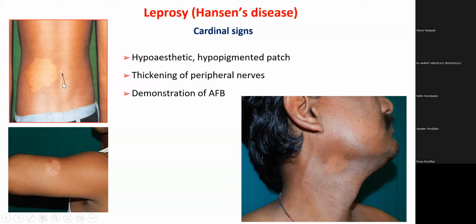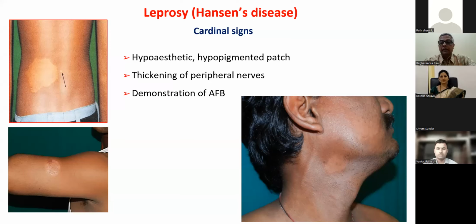So this indicates it's a borderline tubercular leprosy. The second cardinal sign is thickening of peripheral nerves. So you can see here there is very gross thickening of the great auricular nerve, which is crossing the sternocleidomastoid muscle. This is the second criteria. Thickening should be affecting the larger peripheral nerve trunk, not the smaller ones, not the cutaneous nerves.